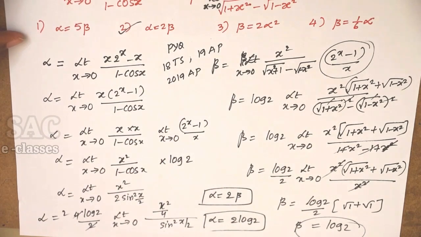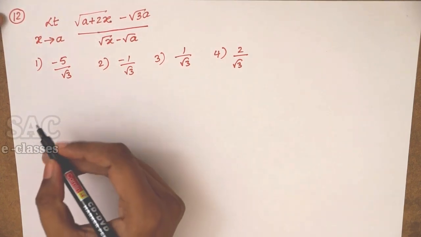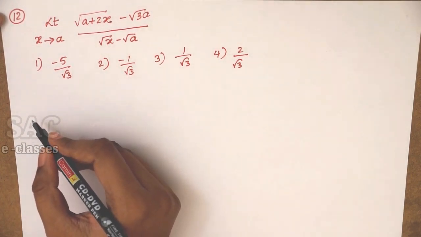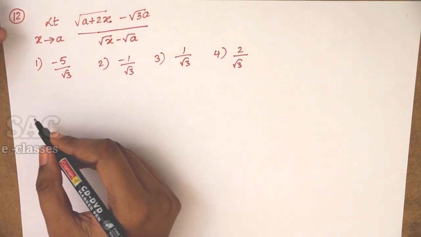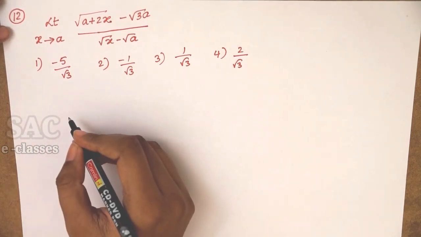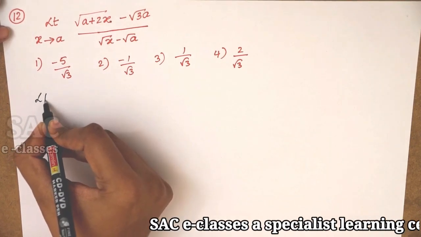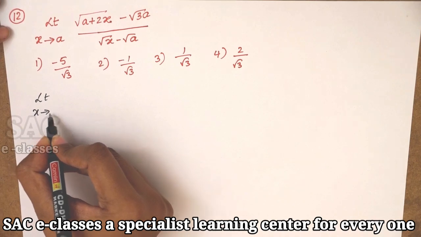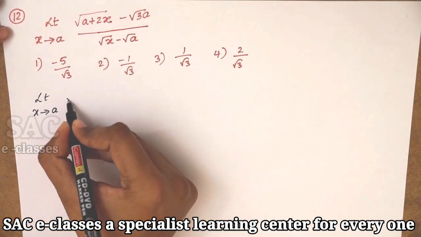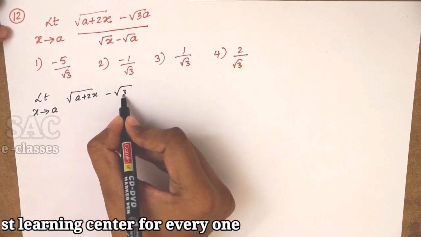Let us move to the next problem. Now look at problem number 12: limit x tends to a of (root over a plus 2x minus root 3a) by (root x minus root a), which is a limit we are going to find out. It is a very basic model, but it is given in the MSET. For this, we have to rationalize both numerator and denominator.